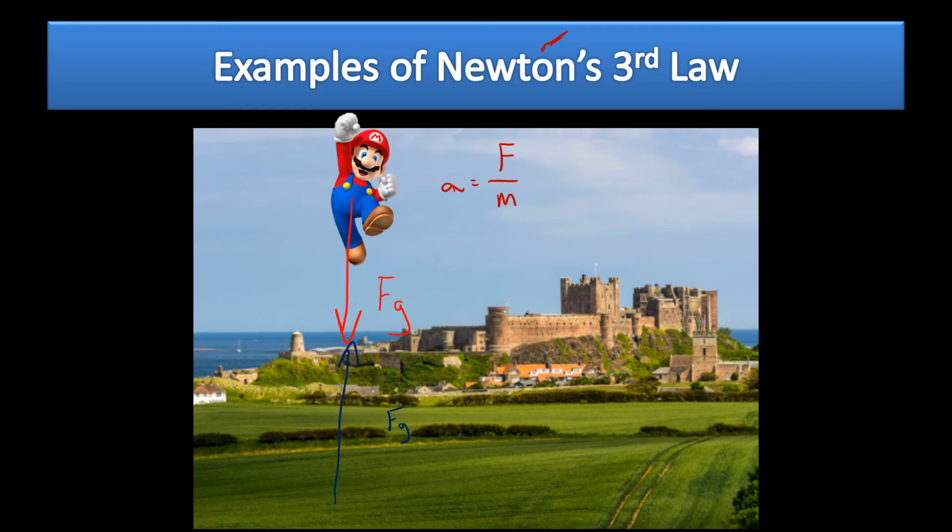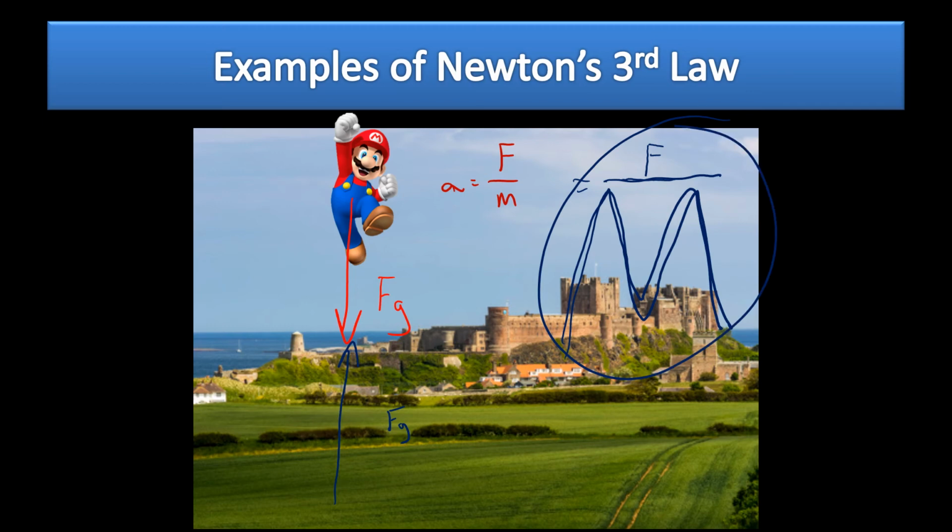We'll make it like this: the force is the same, but what is the mass of Earth? The mass of Earth is huge compared to the mass of Mario. So even though it's feeling a force, Mario's pulling upward on the Earth, but the Earth's mass is so huge. What happens to this fraction if you have a very large denominator? The acceleration of the Earth is so small that it's negligible.